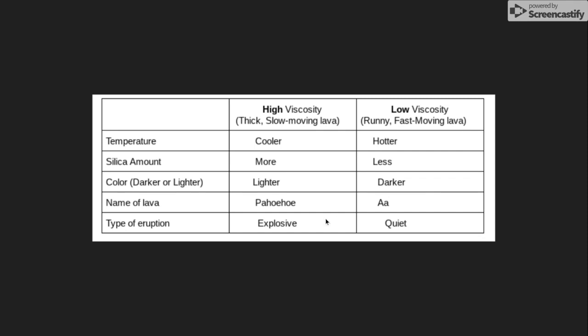The type of eruptions you get from high viscosity is explosive, and the type of eruptions you get from low viscosity is quiet. So high viscosity is cooler, has more silica amounts, is lighter in color, and is explosive. Low viscosity or fast moving lava is hot, has less silica, is darker, and is quiet.